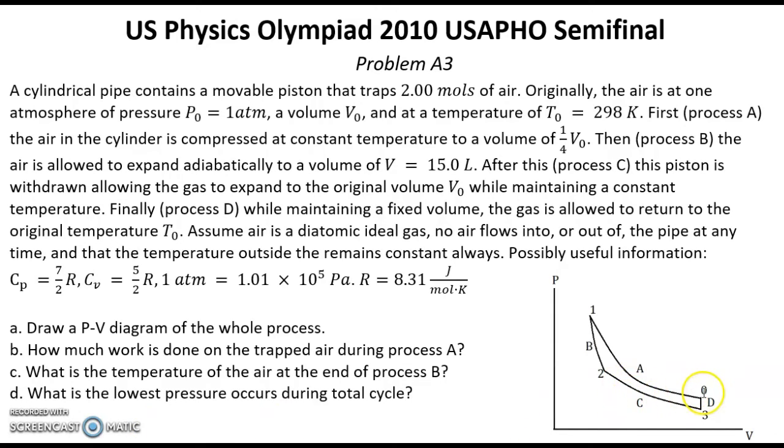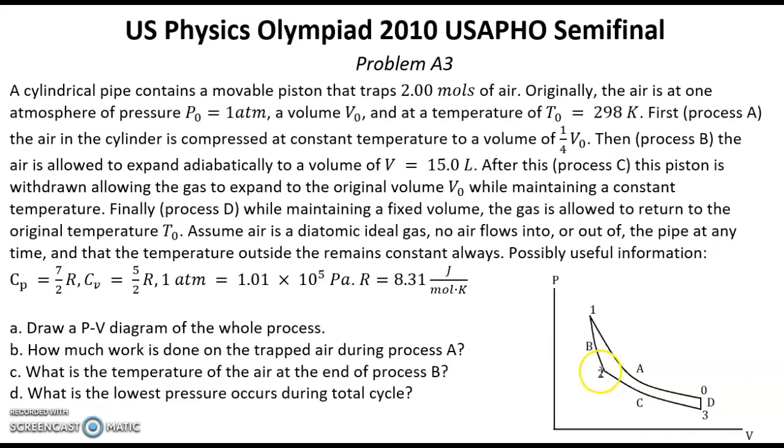In point 0 we have volume V0, pressure P0 and temperature T0. And we have isothermal compression from point 0 to point 1, while volume decreases 4 times. It means that pressure increases 4 times. After that we have adiabatic expansion from point 1 to point 2. That's process B. During this expansion, temperature is going down.